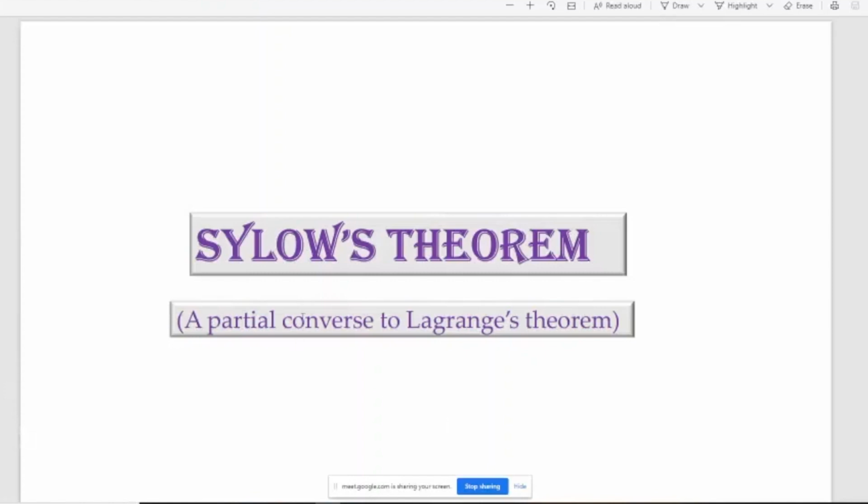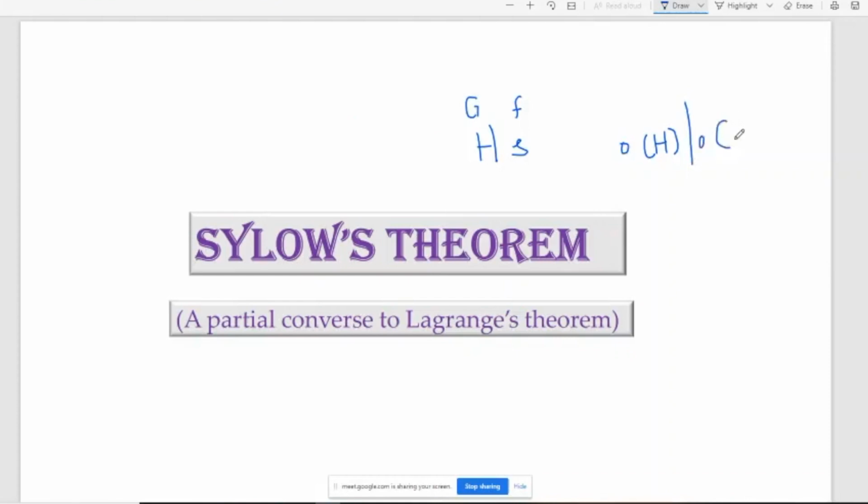Right. So the next section in the first unit is Sylow's theorem. It's a partial converse to our Lagrange's theorem. You know that Lagrange's theorem states that if G is a finite group and H is a subgroup of G, then order of H divides order of G.